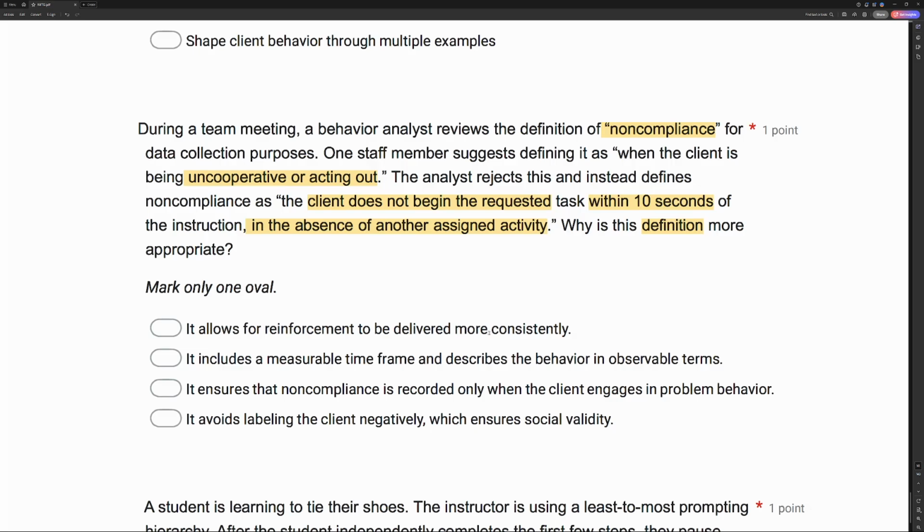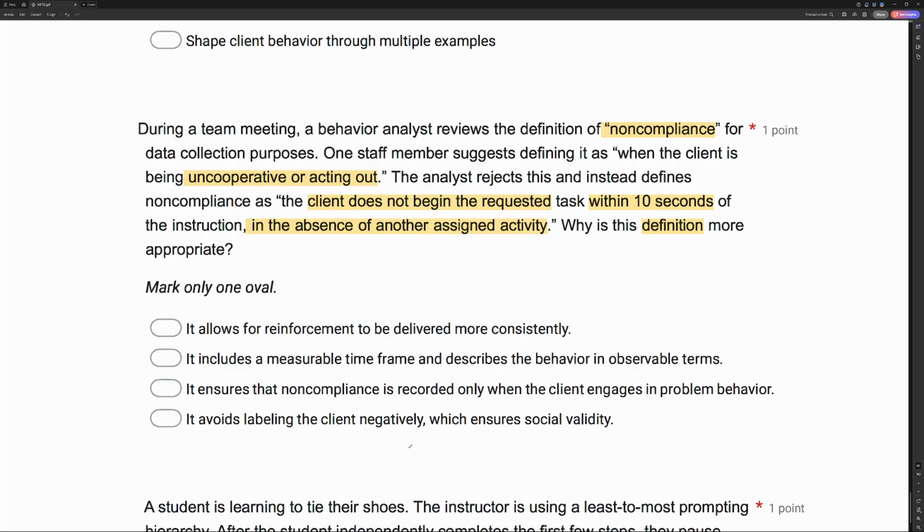We have this within 10 seconds, and it describes the behavior in much more observable and objective terms than just uncooperative or acting out. C, it ensures that noncompliance is recorded only when the client engages in problem behavior. Well, it can't ensure that. That's going to depend on the technicians and the team. The better the definition, typically the more likely the better the measurement is, but we can't guarantee that.